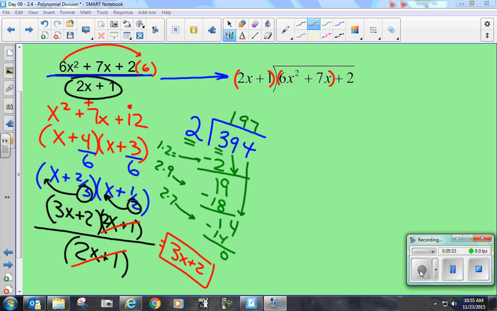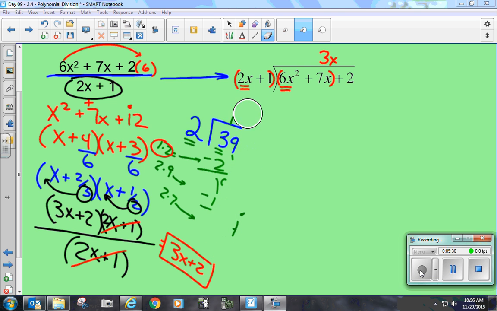Okay? And the whole key here is, I want to get my first term to match. How do I get 2x to become 6x squared? What do I multiply it by? 3x. So here are my x's, I'm going to put 3x. And what did I do over here when I decided it was a 1? Did I multiply my 1 times 2 when I subtracted it? That's the same exact thing I'm going to do here. Then drop the next number and do it over and over and over again.